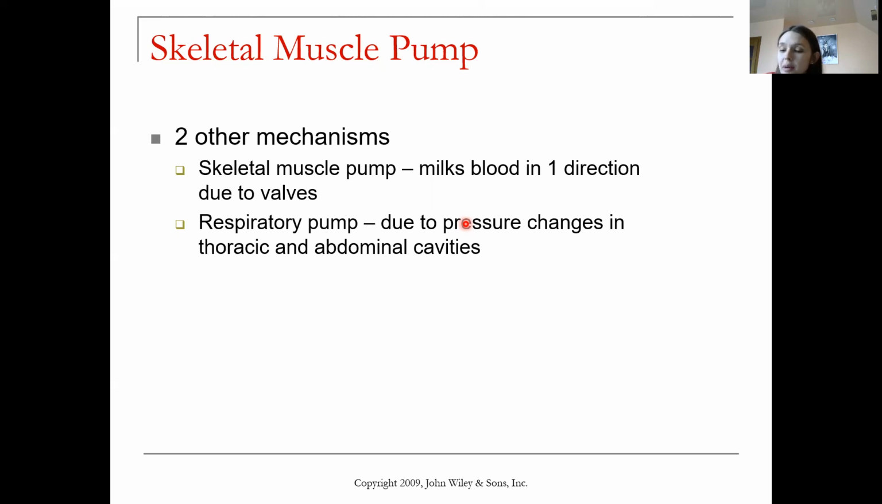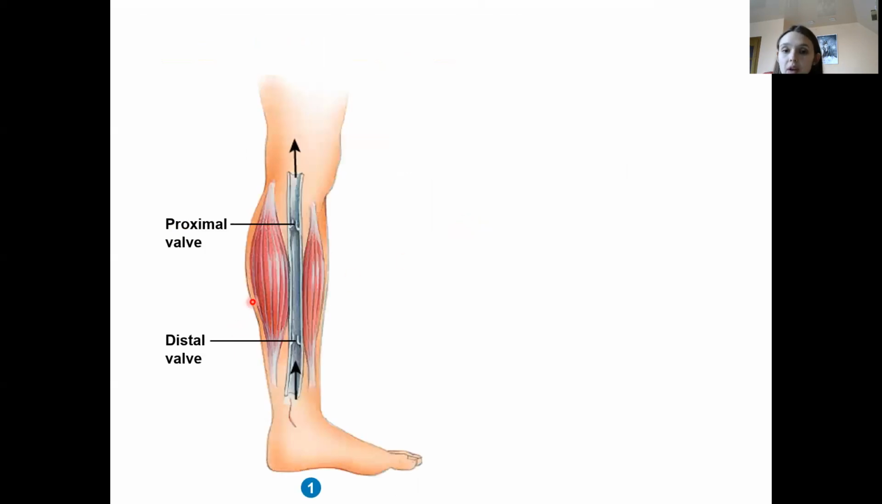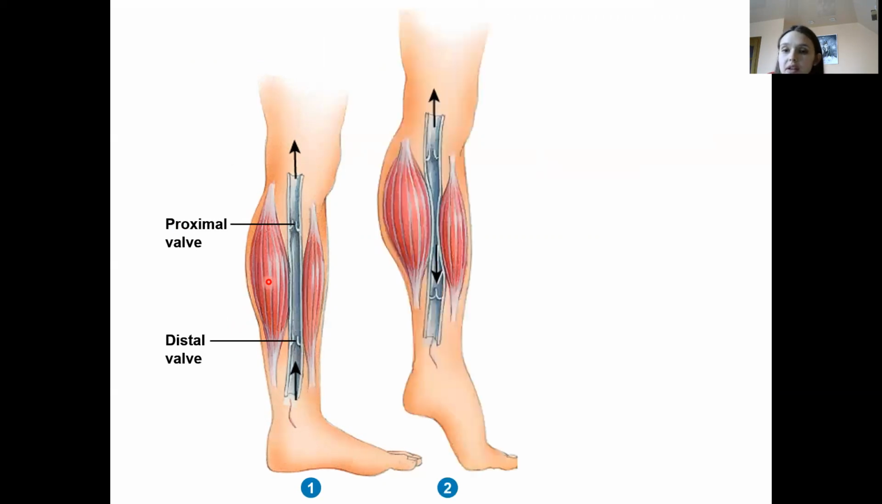In case of the skeletal muscle pump, we could see in this picture the muscles of the calf. Due to movement, for instance even walking, they will contract, and due to their contraction the distal valve will close and the proximal valve will open. So it will allow blood flow toward the heart, to the vena cava inferior, and prevent blood flow back. As a result, it will help to increase venous return to the heart.